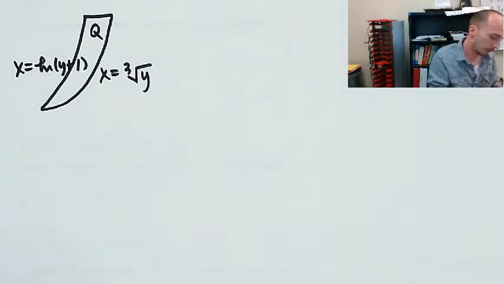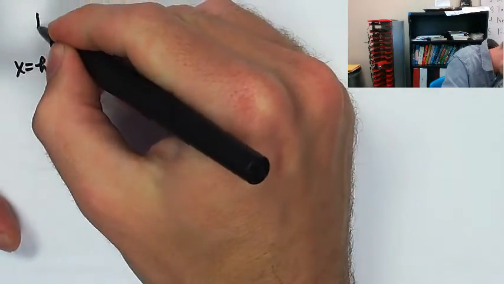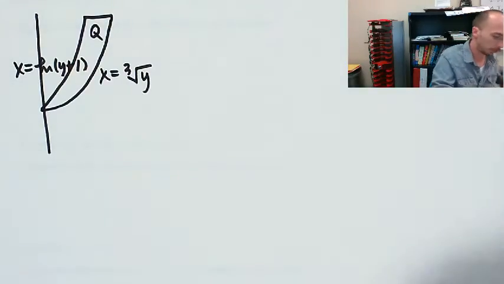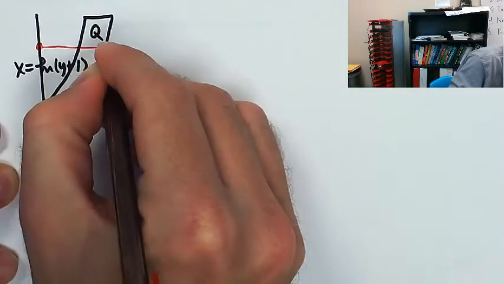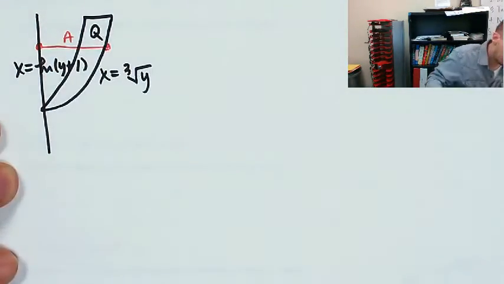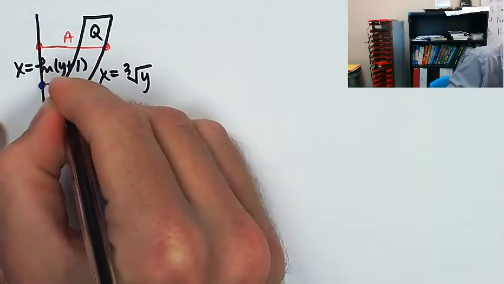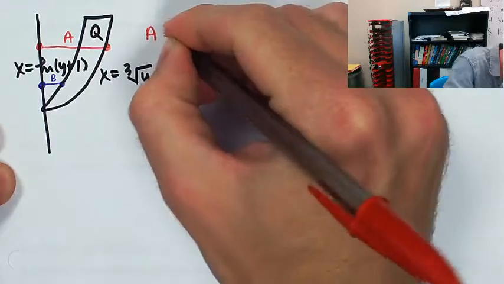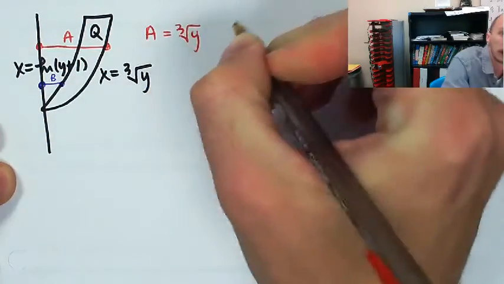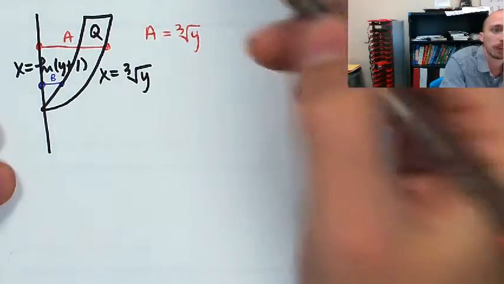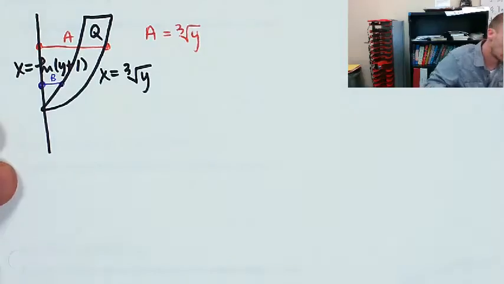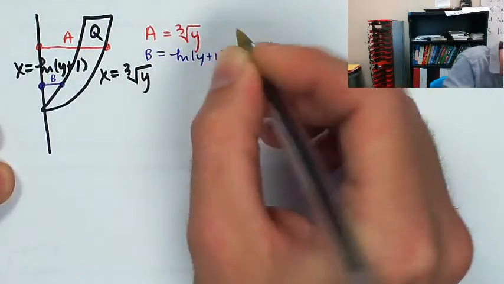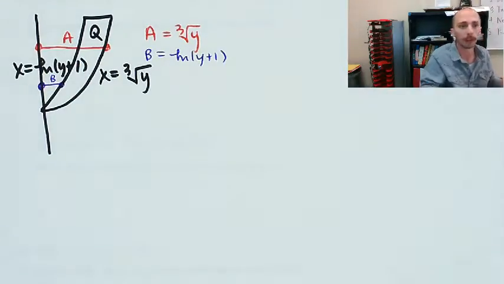Okay. And so if I'm rotating this around the y-axis, that's the axis I'm rotating around, I'm still going to have a large radius. Also a small radius. Okay, so my large radius is right minus left, x equals cubed root y, and then the y-axis is x equals 0, so cubed root y minus 0. This small radius is going to be log of y plus 1 on the right and 0 on the left.